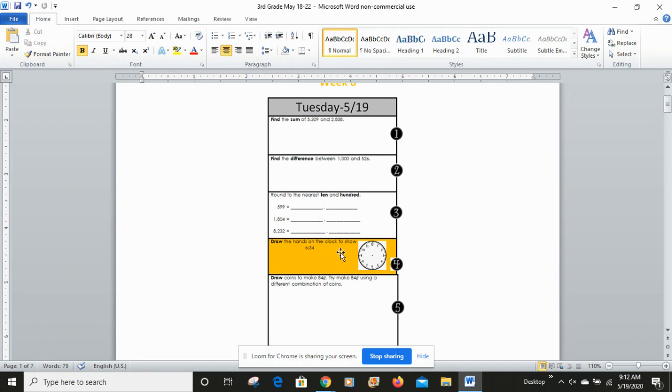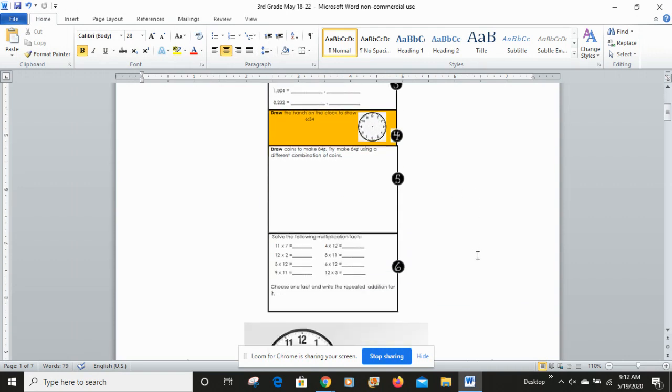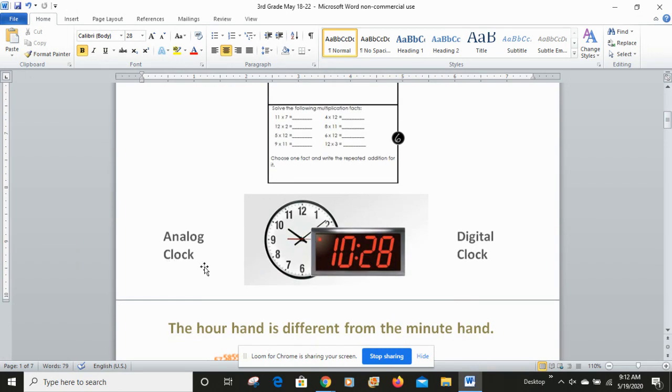It says draw the hands on the clock to show 6:34. And if you remember, a clock that looks like this is called an analog clock, and it's got a circular face. It has hands on there and numbers that you use to tell the time. There's also a digital clock, and the digital clock is separated by these two little dots, and the hours on the left side, minutes on the right side. So two different kinds of clocks. This one is what we're going to be working on today, the analog clock.